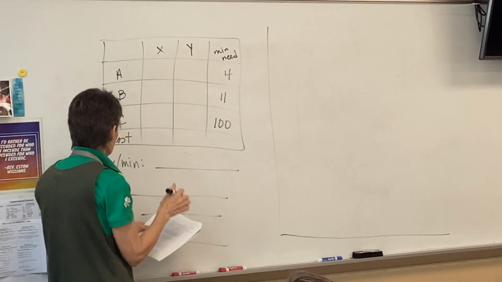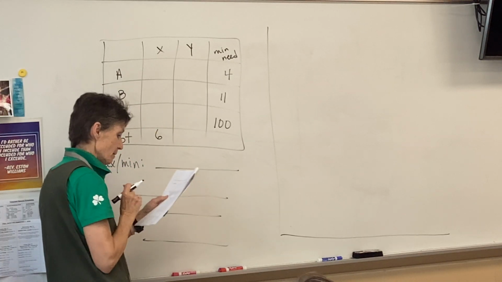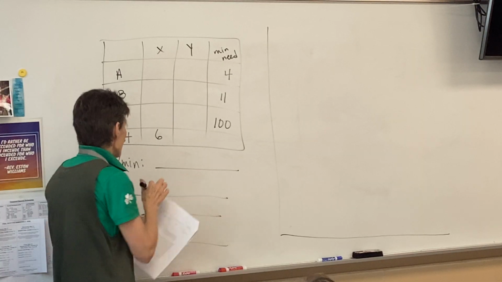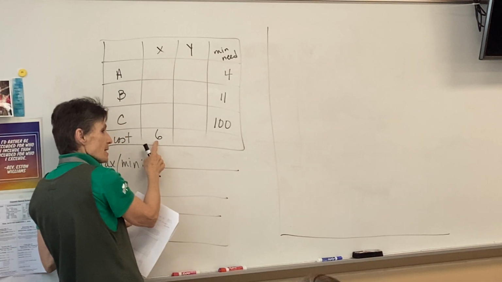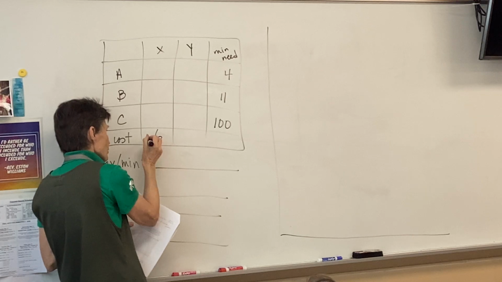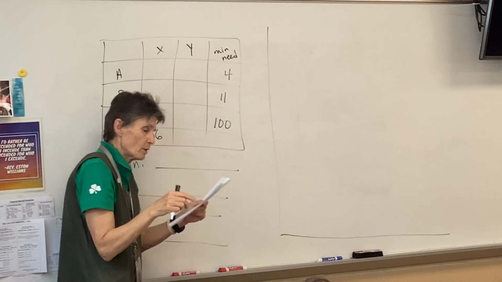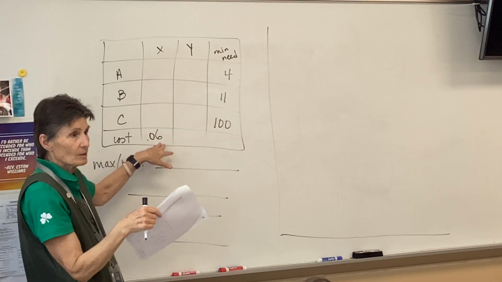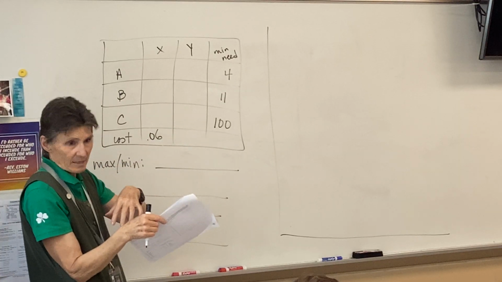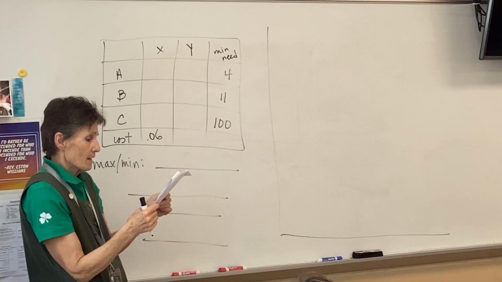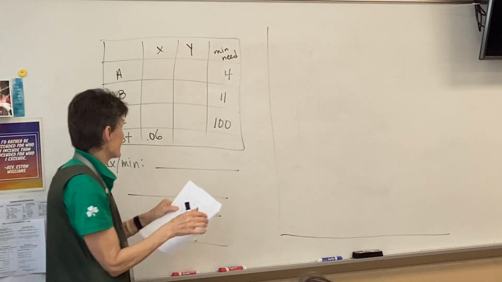Brand X is 6 cents a pill, and I put a 6 there. You can put a 6 or you can put 0.06. This is dollars, 6 would be cents. Doesn't matter. And Y is 8 cents.